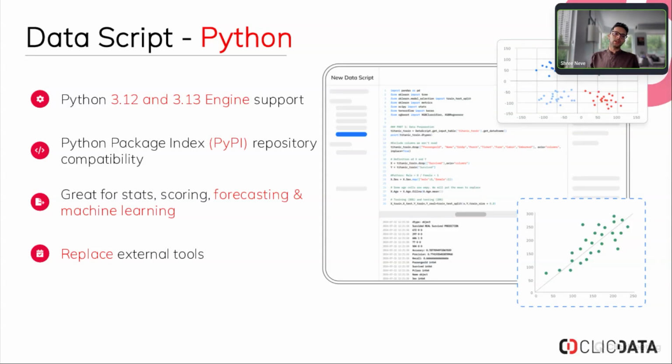The advantage here is if you want to do any sort of forecasting, machine learning, or statistical analysis, Python is a better tool for that than SQL, which is more of a descriptive analytical tool. Python is more of a predictive analytical tool that allows you to do forecasting and use different models. With Python, you have the entire PyPI repository available to be used anywhere in the data script editor while writing scripts on ClicData.